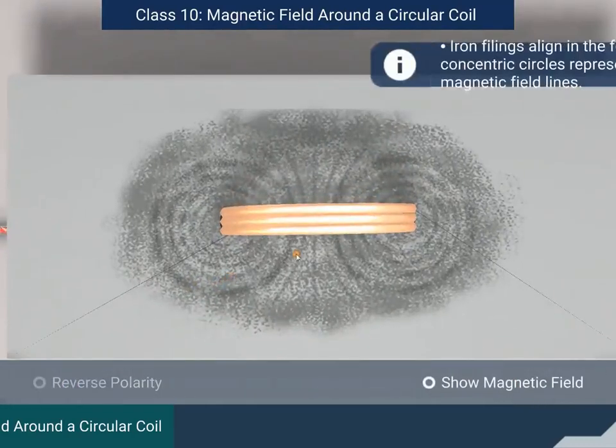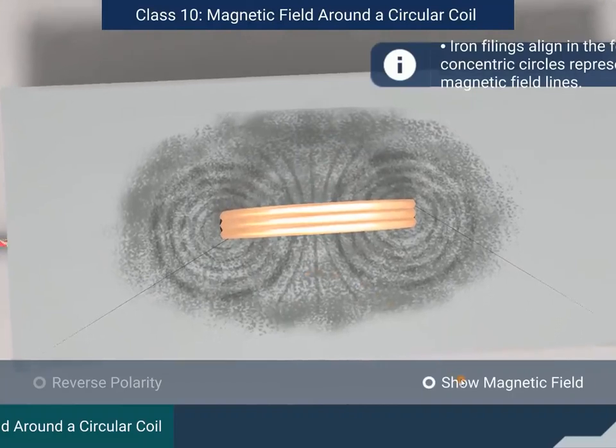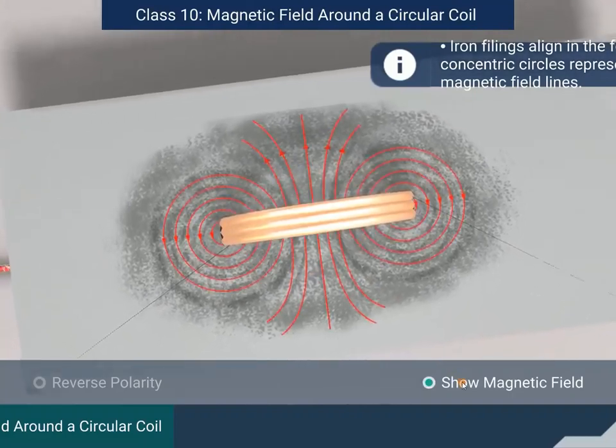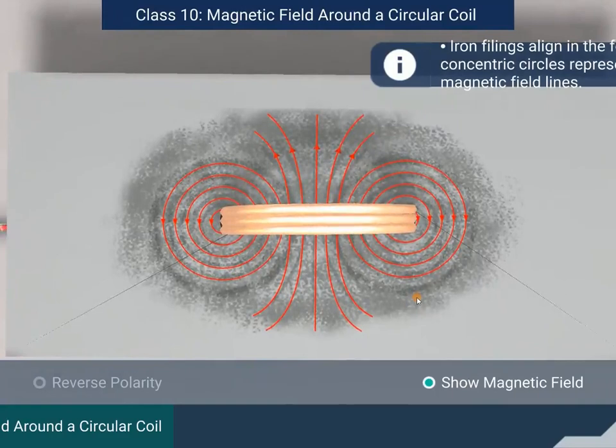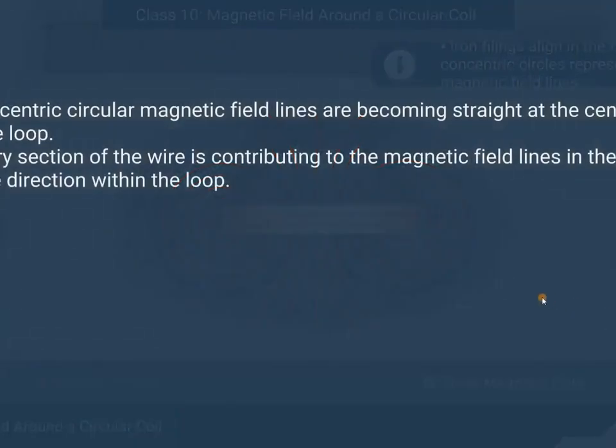Current starts to flow in the circuit through the coil. We can observe the pattern formed by the iron filings. Iron filings are aligning themselves by the magnetic field experienced at each point. We can see that the concentric circular magnetic field lines are becoming straight at the center of the loop. By applying the right-hand rule, we find that every section of the wire is contributing to the magnetic field lines in the same direction within the loop.